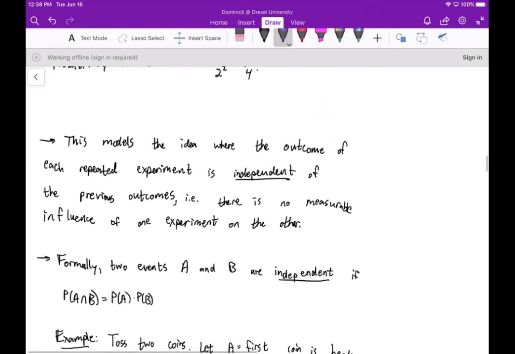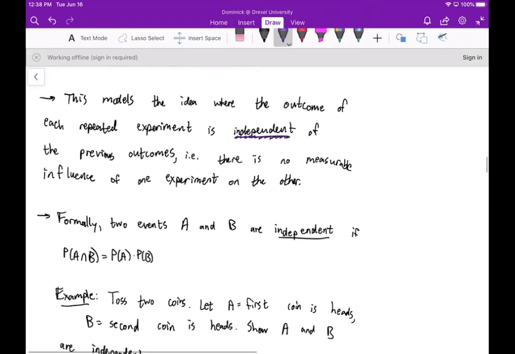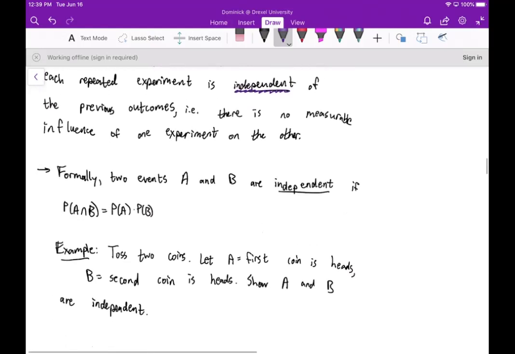Now, this models the idea where the outcome of each repeated experiment is what we call independent of the previous outcomes, right? And this just means that there's no measurable influence of one experiment on the other, right? So if you flip a coin and you get heads, it doesn't make a difference for flipping it again. You're still just as equally likely to get heads or tails, just as before. So we would say that that's independent.